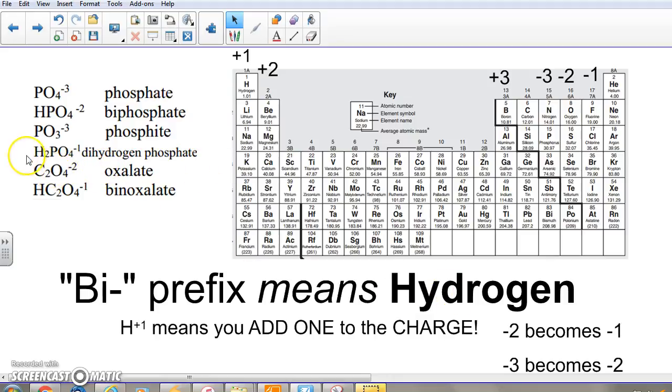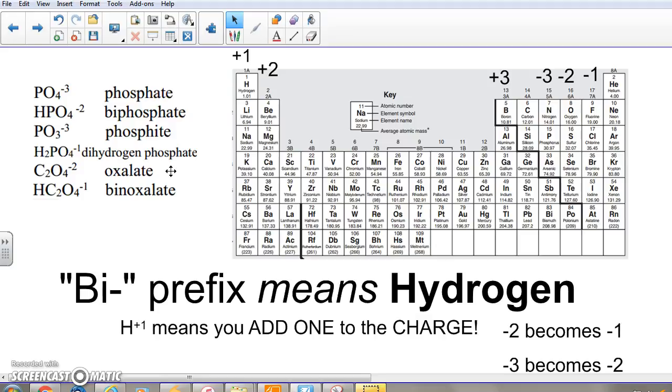Because there are 2 of the hydrogens rather than just 1, we don't say bi anymore, we just say the word hydrogen. Then finally we have oxalate, and oxalate is one that people struggle with a lot.